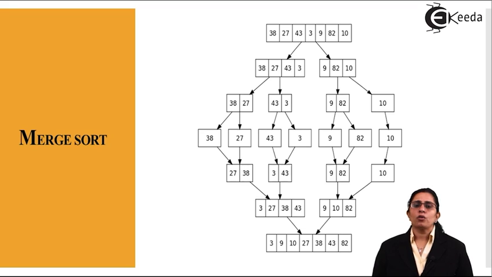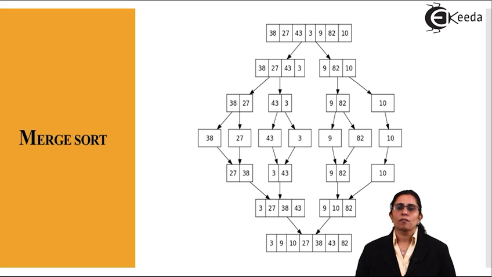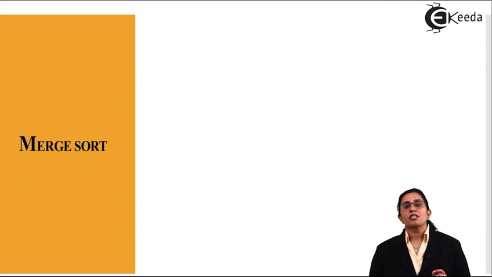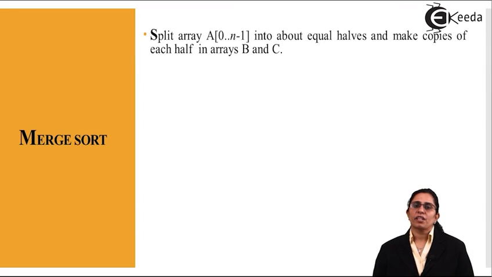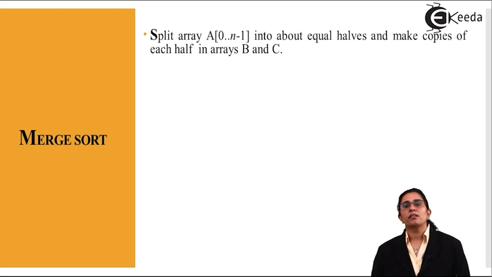Now, how does the merge sort work? In simple technical words, merge sort splits the array. If the array is of size n, that is, n is the size 7, so here the array is taken from 0 to n minus 1 into equal halves and make copies of each half of the array in B and C.